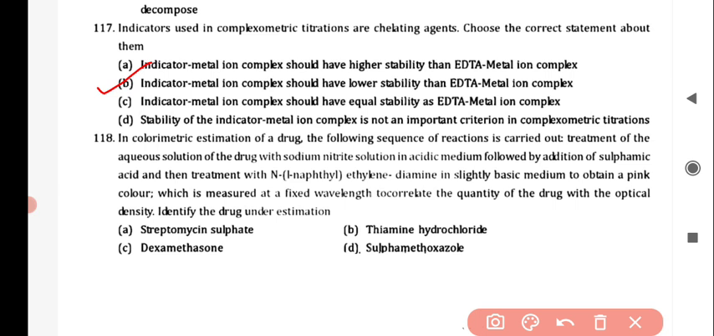Next question is, in colorimetric estimation of a drug, the following sequence of reactions is carried out. Treatment of the aqueous solution of the drug with sodium nitrite solution in acidic medium followed by addition of sulfamic acid and then treatment with N-1-naphthyl ethylene diamine in slightly basic medium to obtain a pink color, which is measured at a fixed wavelength to correlate the quantity of the drug with the optical density. Identify the drug under estimation. So the correct answer for this is option D, sulfamethoxazole.